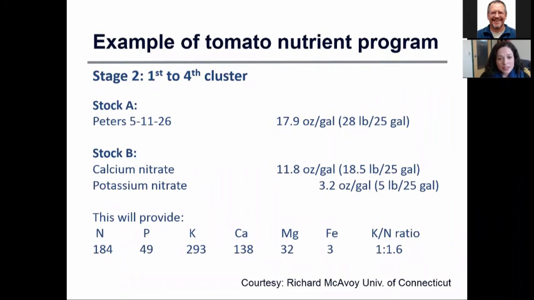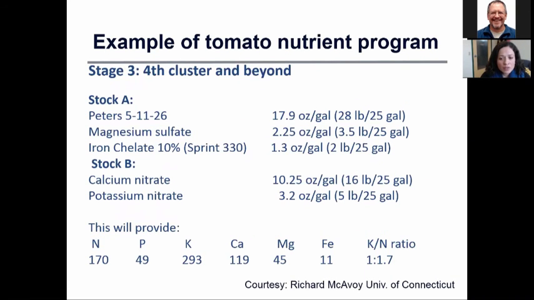Then we move to the second stage, 1st to 4th cluster. We have, again, the same stock solution starting with the fertilizer 5-11-26 as our base fertilizer, but now we're going to start including the potassium nitrate just to raise those potassium levels, right? Again, when we look at the potassium nitrate ratio, you can see the levels of potassium go a little bit up.